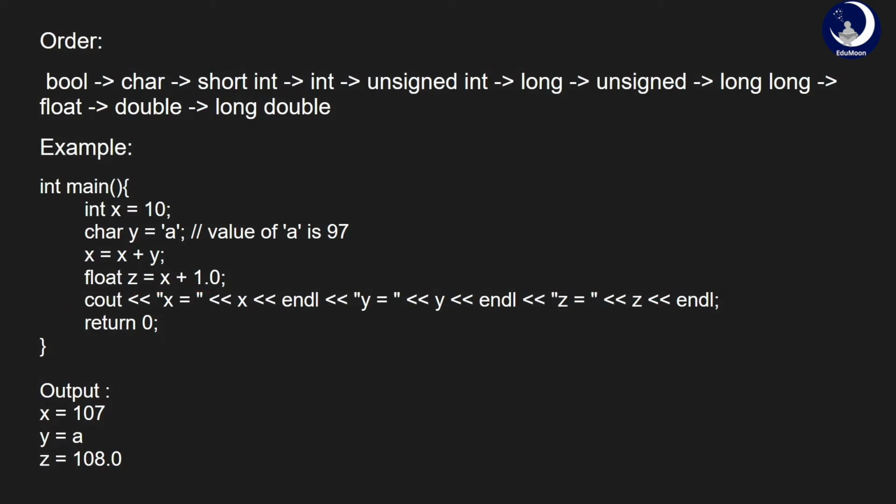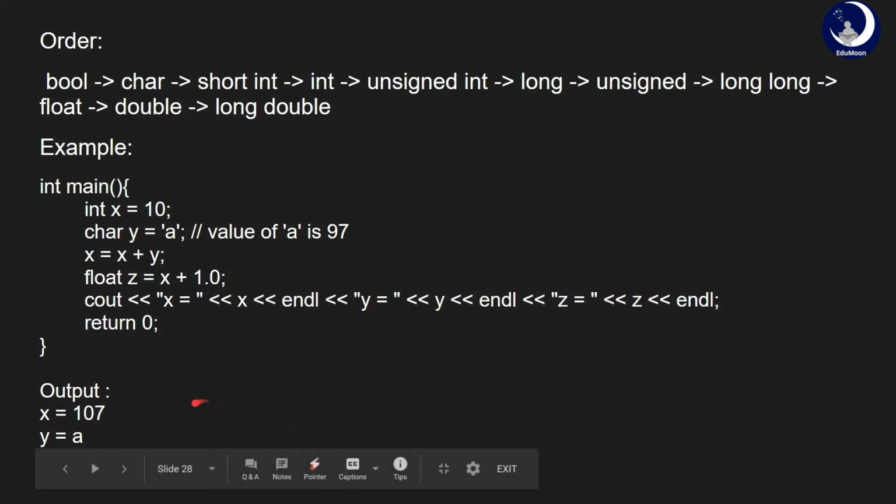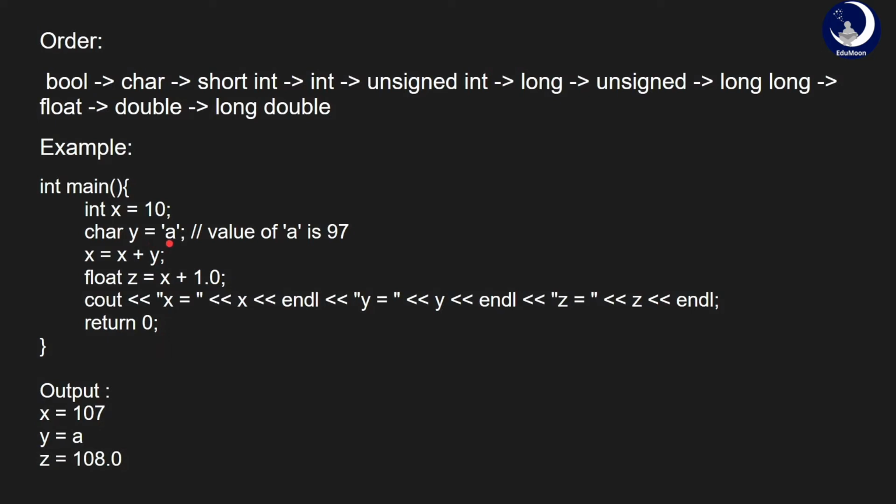Now using the cout statement, the values of x, y and z will be printed out to the screen. So here x will be equal to the value of x followed by the next line using the endl. Then y is equal to the value of y, and then the cursor goes to the next line again. And then we have z is equal to the value of z, and then the cursor goes to the next line. Now let's look at the output. Here x is equal to 107 because of 97 plus 10. And then y will be equal to a. This is the original initialized value. And then we have z is equal to 108.